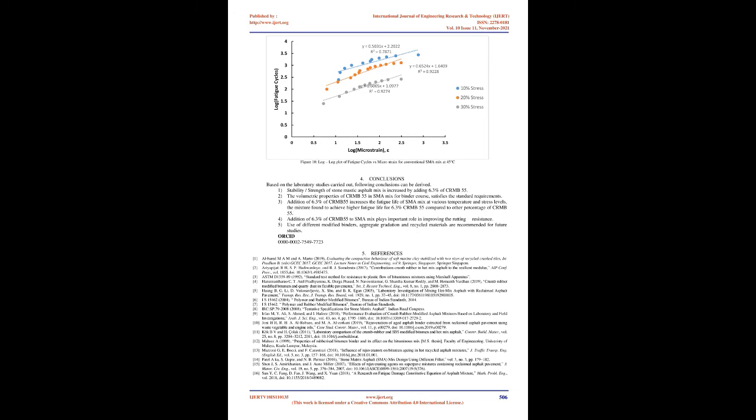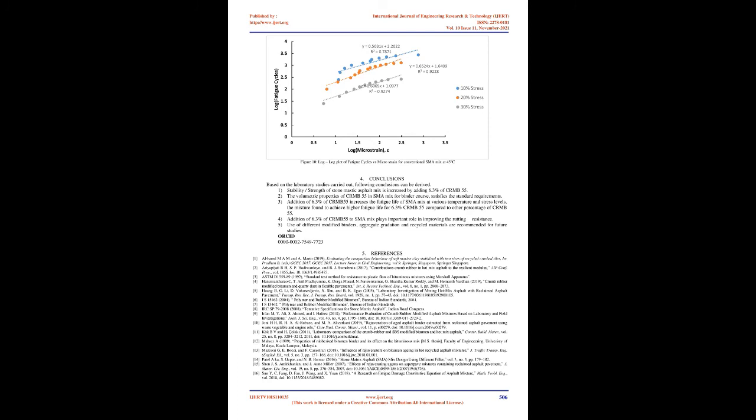Figure 6 and Figure 7 show that 6.3% content of CRMB 55 played a key role in reducing the rut depth compared to 5.7%, 6%, 6.6%, 6.9% of CRMB 55 content of an SMA mix, and conventional SMA. Figure 7: rut depth values for 45 mm thickness specimen.